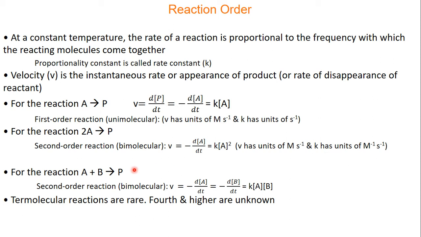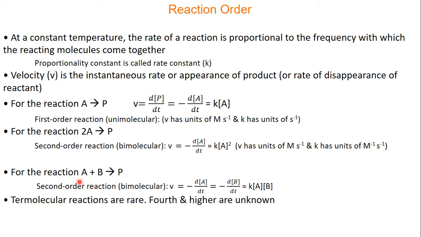Our other bimolecular reaction is if we have two different things instead of two A's coming together to form P. Velocity equals the change in A over time, which is equal to the change of B over time, because they're a 1-to-1 ratio. The rate constant is Kab, and it has the same units.